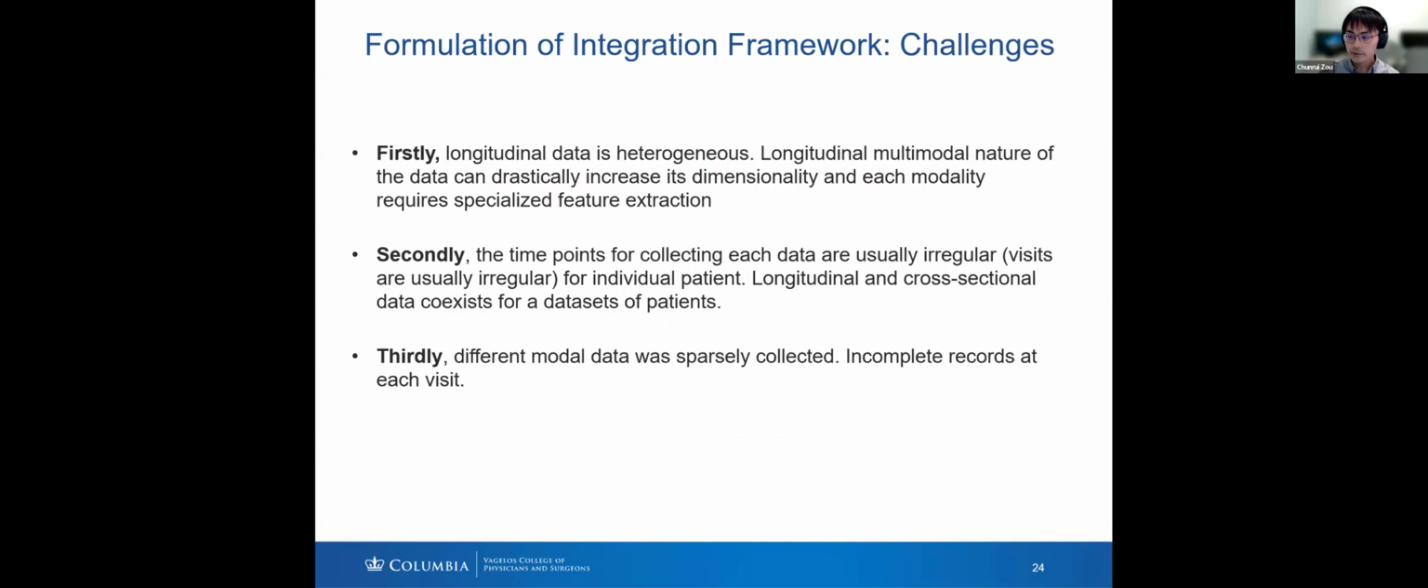But in the integration, there are several challenges associated with longitudinal multimodal data. Firstly, longitudinal data is heterogeneous. The longitudinal multimodal nature of the data can drastically increase its dimensionality. Secondly, the time points for collecting each data are usually irregular, or visits are usually irregular for individual patients. The time intervals between different visits are variable.